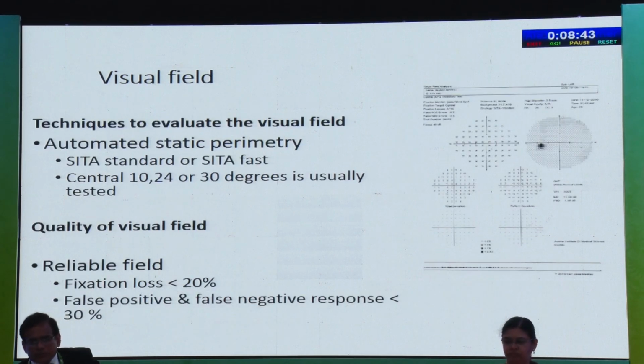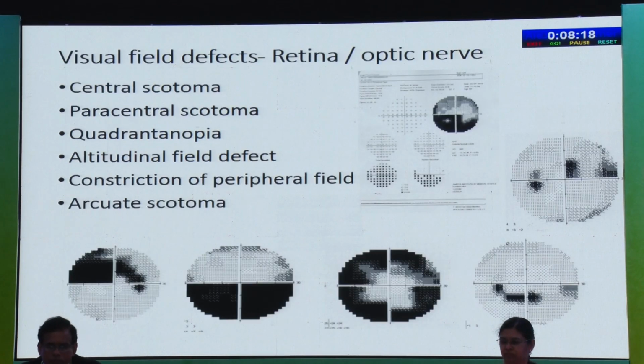As for the technique to evaluate the visual field, automated static perimetry is usually done. We can do either 10-2, 24-2 or 30-2, and we should take only the reliable field. When the fixation loss is less than 20% and false positive or false negative responses are less than 30%, we take that field as reliable.